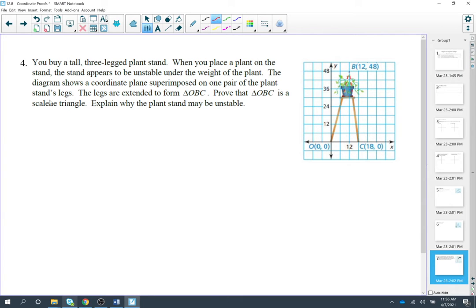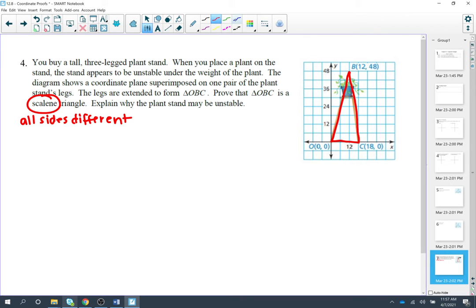So, first of all, if it's a scalene triangle, that means all sides are different lengths. So we have to prove that all sides of this triangle, when you extend the legs up to point B, have different lengths. In order to do that, we're going to use the distance formula and some counting.